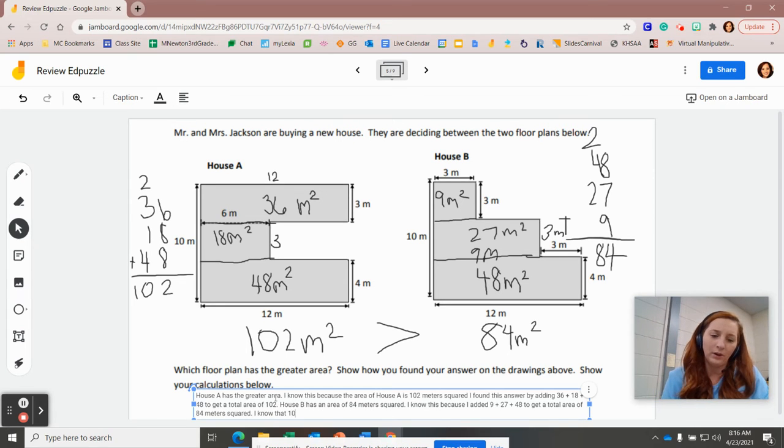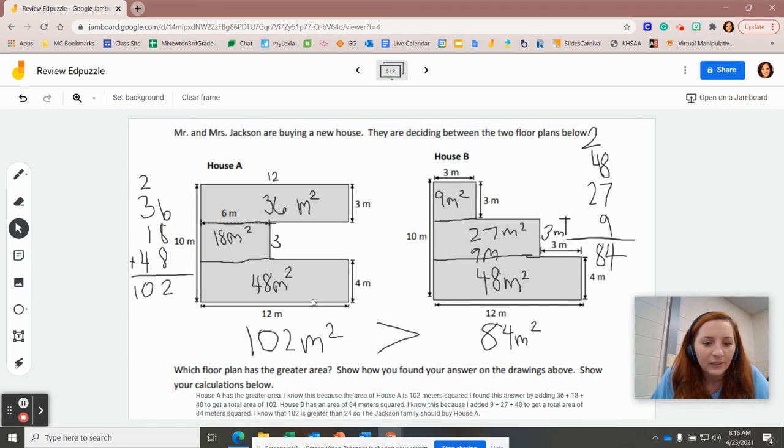I know that 102 is greater than 84, so the Jackson family, because we're referring back to the very top, should buy house A. Now that is a distinguished answer, folks, right there. That's what I'm expecting when I walk around. This is a popsicle answer if I've ever seen it.